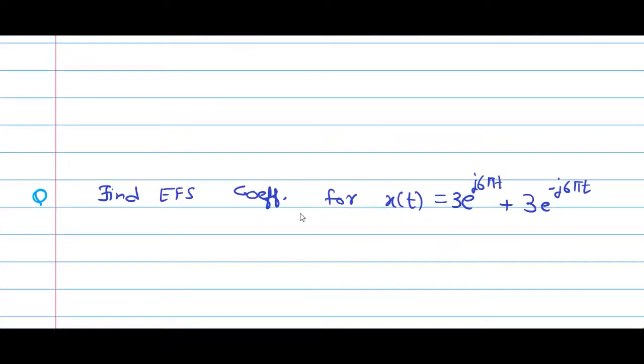Find EFS coefficient for x of t equal to 3 e raised to power j 6 pi t plus 3 e raised to power minus j 6 pi t. So with 6 pi only one frequency is present. So definitely this is C1. So C1 is 3 and C minus 1 is also 3. So I think we have done enough practice of determining exponential Fourier series coefficient.